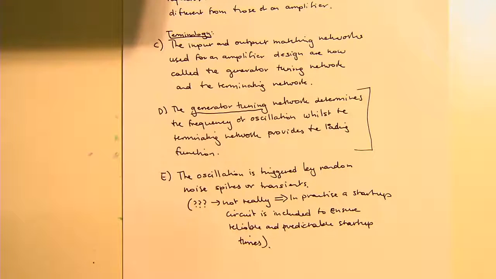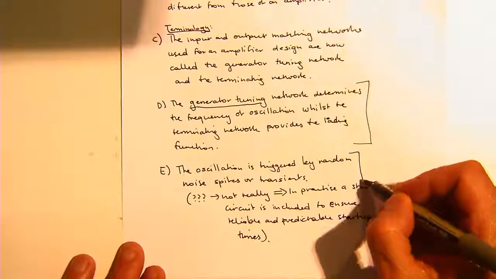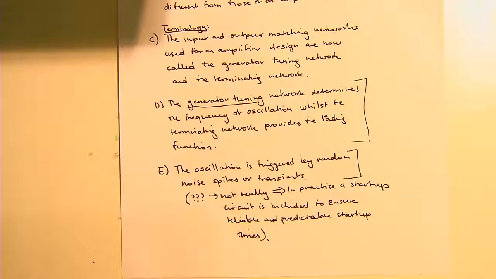But think of the situation where I've got my phone, I switch it on, and today, because it's a bit cold, it's taken 1 minute to start up. Tomorrow it's really hot and it started up immediately, right? So if you're reading most texts, what they say is the oscillation is triggered by noise spikes and transients. That is true. If you give it sufficient time, that will happen.